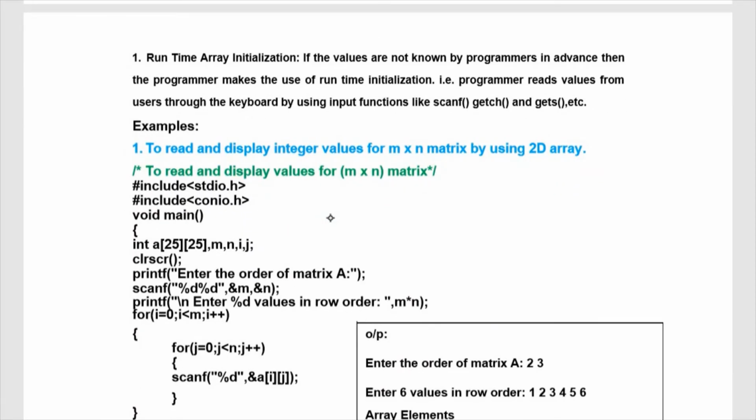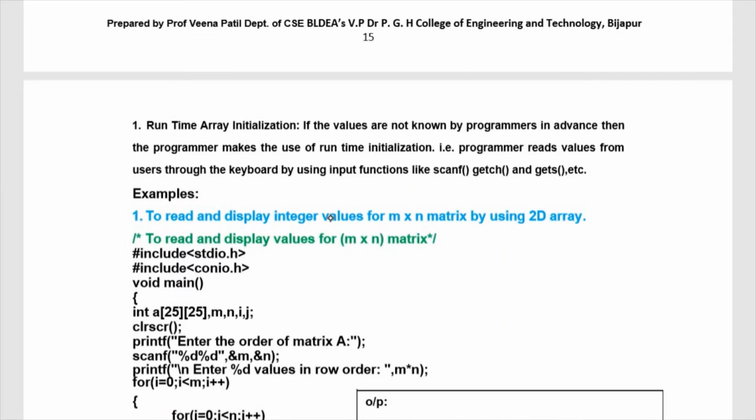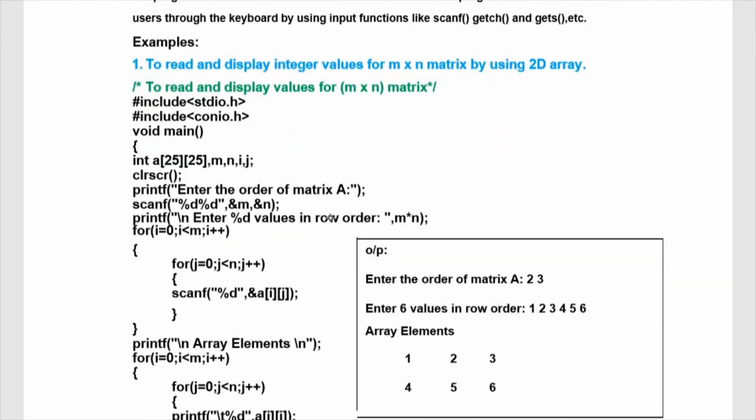A runtime array initialization. If the values are not known by the user in advance, then the programmer makes use of runtime initialization. That is, the programmer reads values from the user through the keyboard by using input functions like scanf, getch, gets, etc. So let's have a look here.